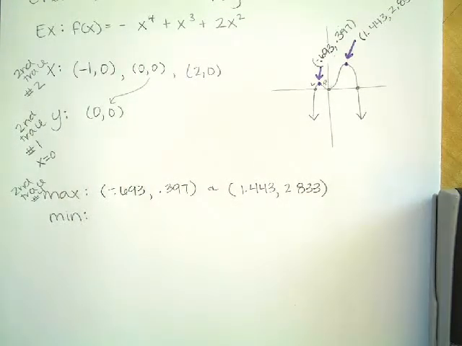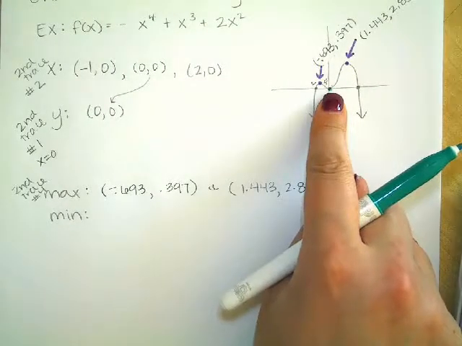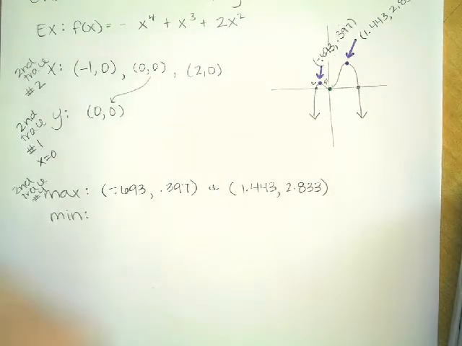Okay. Next, we have a little valley right here. Does everyone see the little valley? Okay, so that's the min. We're going to do second trace.